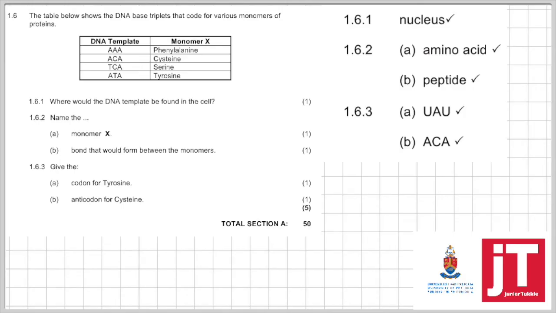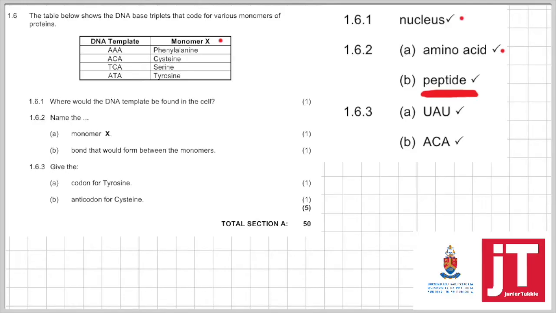Right, 1.6. The table below shows DNA-based triplets that code for various monomers of proteins. 161. Where would the DNA template be found in the cell? In the nucleus. 162. Name the monomer X. Can you see there's names there? Phenylalanine, cysteine, serine, tyrosine. That is an amino acid. Name the bond that would form between the monomers. The bond between amino acids is a peptide bond.